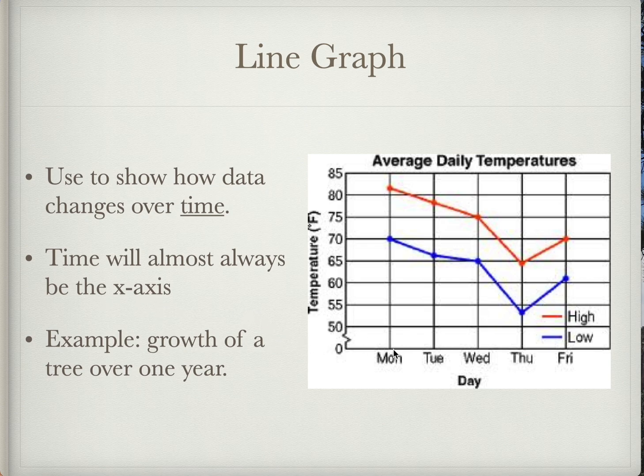Okay, so time will almost always be the x-axis, and then the y-axis has some kind of number value. Could be a percent, could be the temperature. This is growth of a tree over a year, would be an example. Here's your average daily temperature on different days. So you can really see trends with line graphs because you connect your dots. This is different than a bar graph. Bar graphs show categories, where line graphs show change over time.